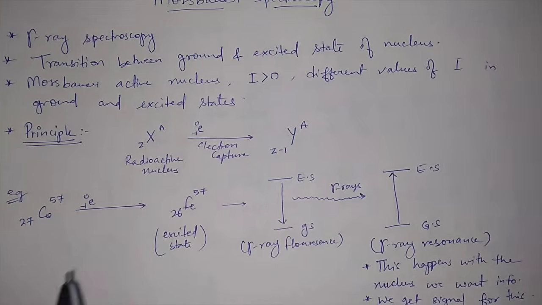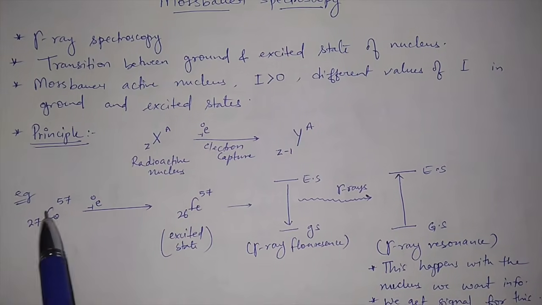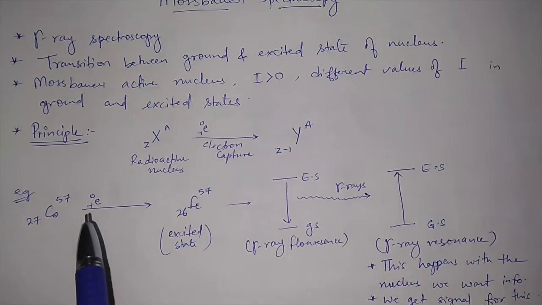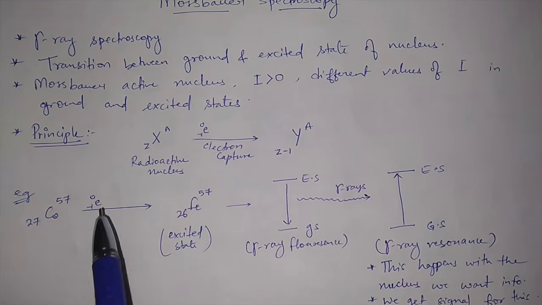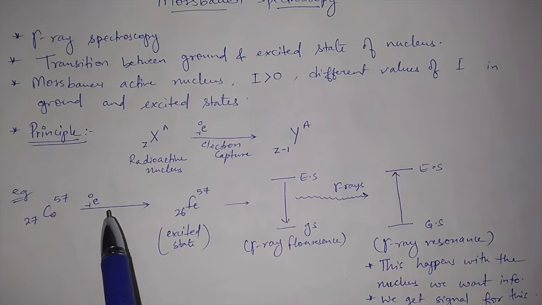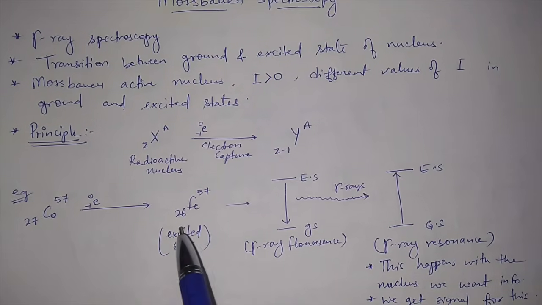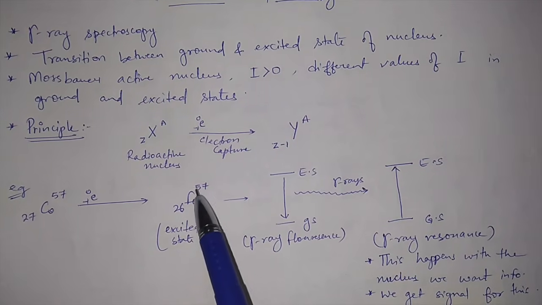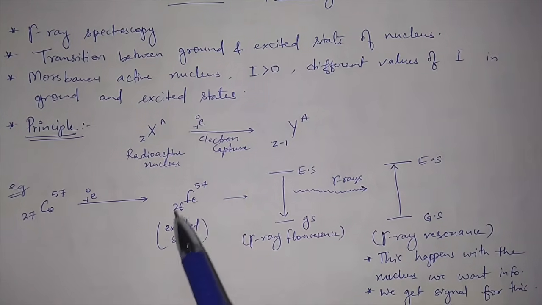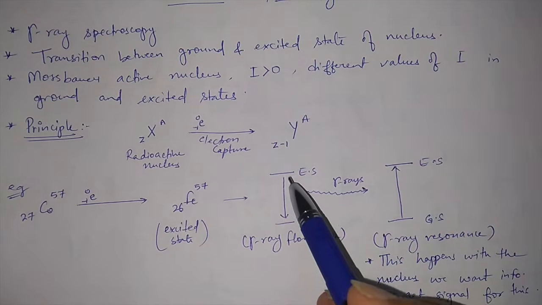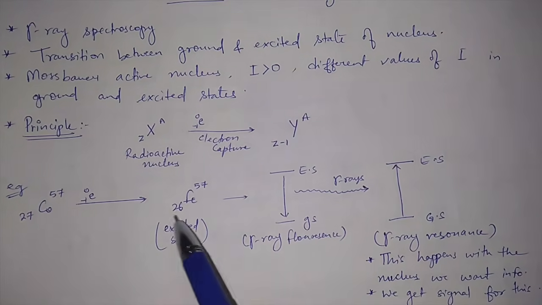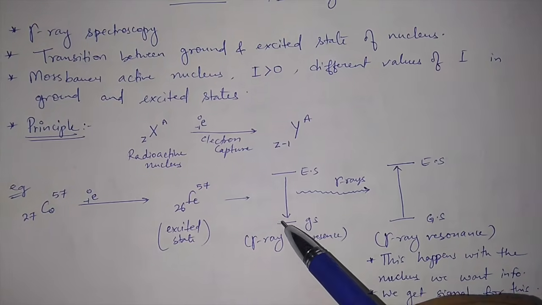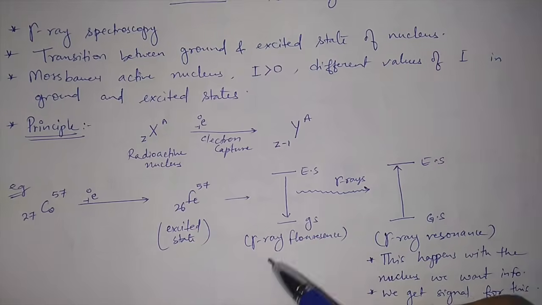Now if you do the same thing with cobalt, which has atomic number 27 and atomic mass 57, and do electron capture, which is done from the K shell, it will get converted into iron, 26 and 57. This iron will be in an excited state, and when it tries to come into the ground state, it will emit a gamma ray.